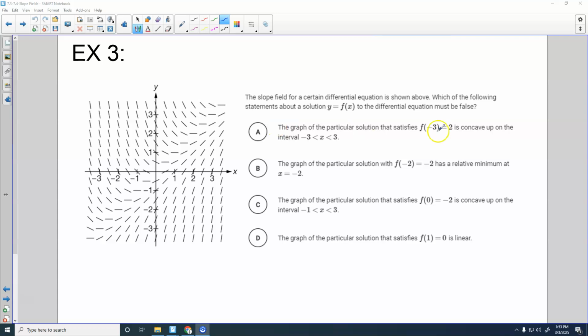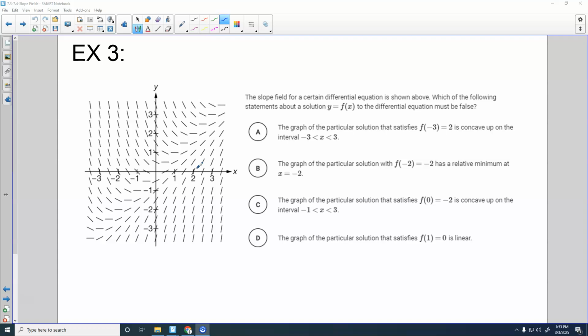So it begins with the graph of the particular solution that satisfies f of -3 equals 2 is concave up on the interval. So if there are two things they can ask you about from a slope field picture, they might ask you about the solutions, or they might ask you about what the differential equation would be.